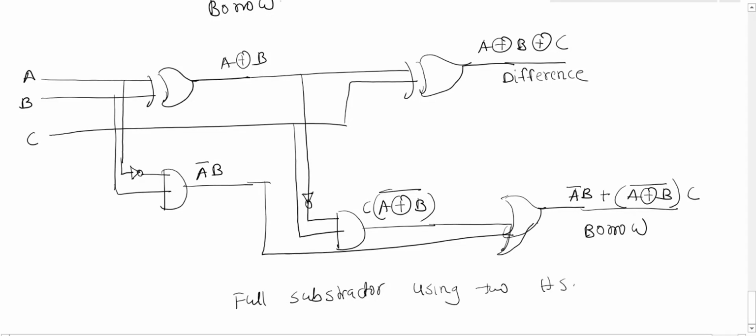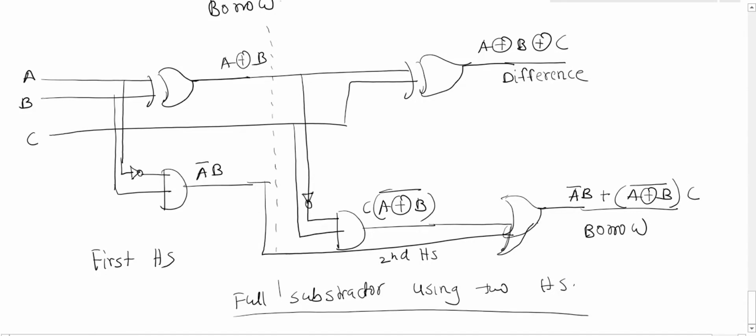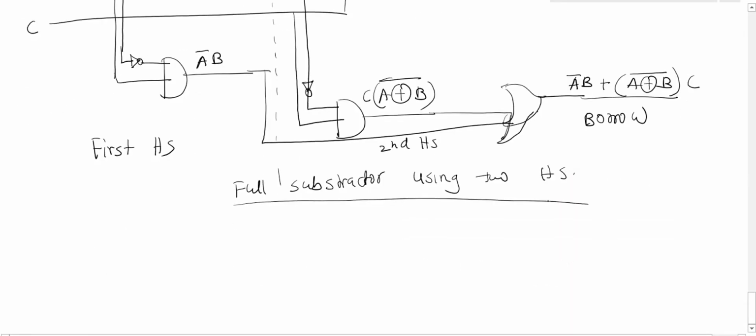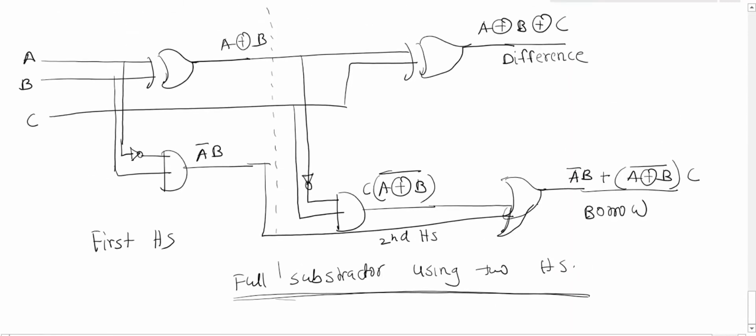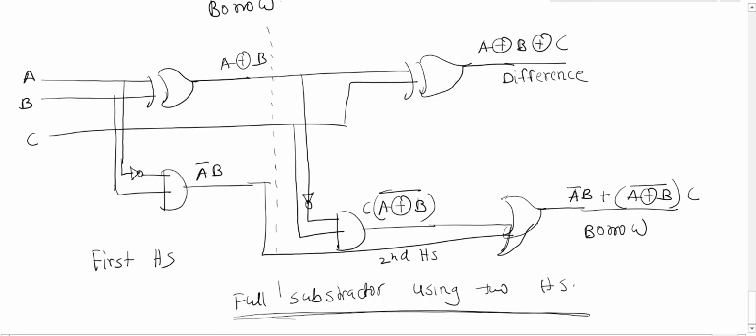Now here you can observe the first half subtractor. This is the first half subtractor, which is having one XOR gate and one AND gate. And this is the second half subtractor, which is having one XOR gate and one AND gate. So the first half subtractor and the second half subtractor, when we are combining together and using one OR gate, then we are getting the full subtractor using two half subtractors. Now this is the logic design of the full subtractor. I hope all of you have cleared the concept.